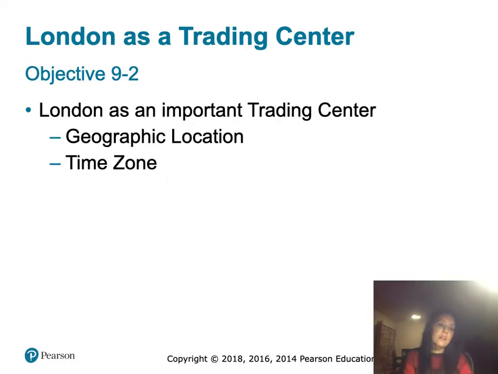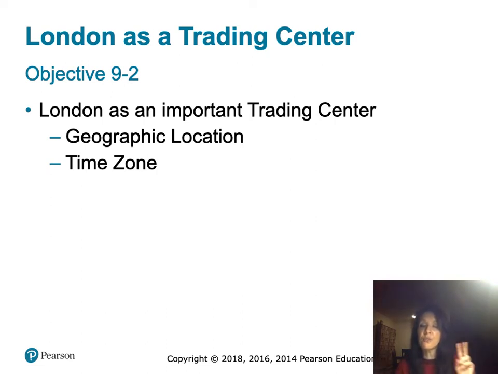London, of course, is an important trading center because of its geographic location and time zone, right? If the US dollar is the most widely traded currency in the world, then why is London so important as a trading center? This is the most important question that we need to be able to answer. We said that the dollar is the most widely used currency, but then why is London one of the most important trading centers in the world?